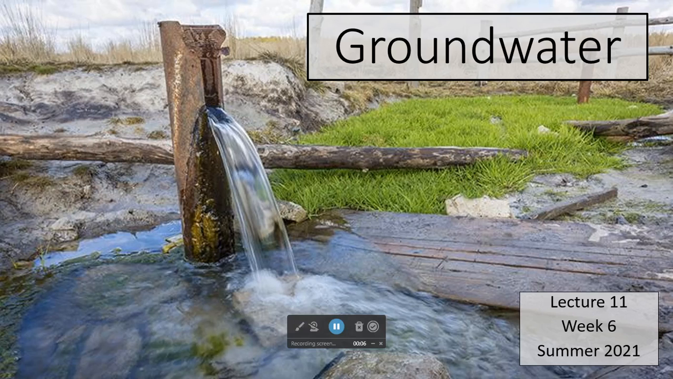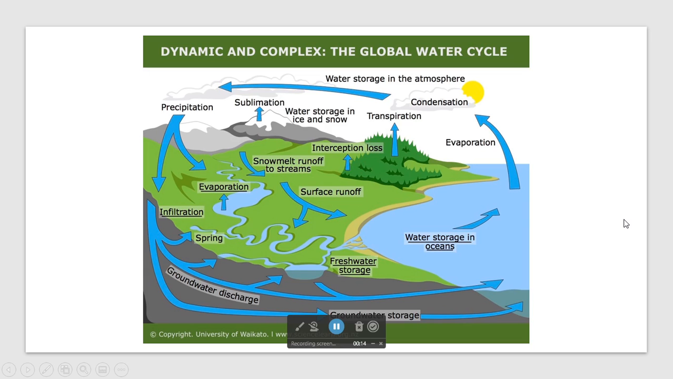And for today's mini lecture, we're going to be talking about groundwater. So before we get into exactly what groundwater is, I just want to quickly review the water cycle with all of you. So the water cycle includes anywhere that water is stored or transported between different spheres.